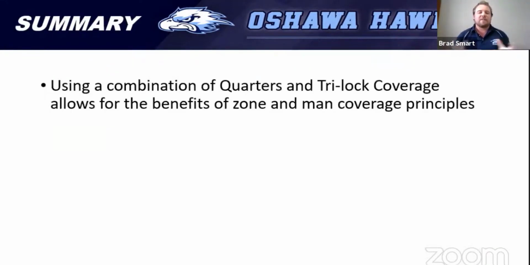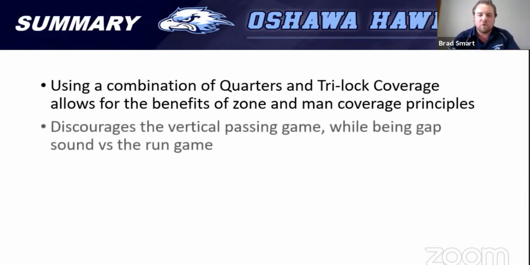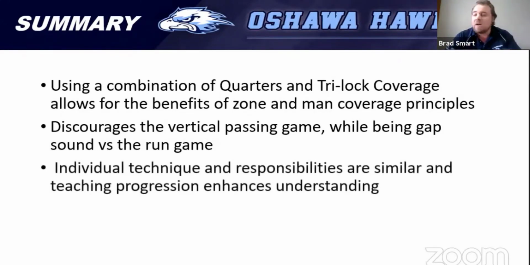So just to summarize and bring things together, why using a combination of this is important. Again, we get the benefits of zone and man coverage principles, number 1, by interchanging our call from quarters to tri-lock. Probably the most important, we discourage the vertical passing game, but we're still gap sound versus the run game, because we saw we can add up to 8 in the box even and still have 4 deep in coverage, depending on who your underneath defenders end up being.